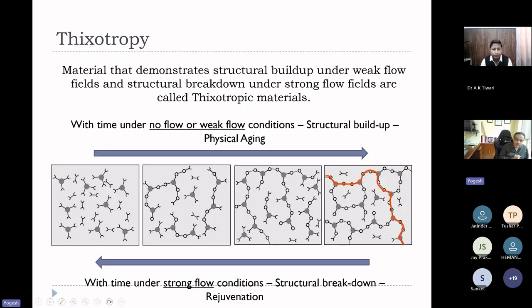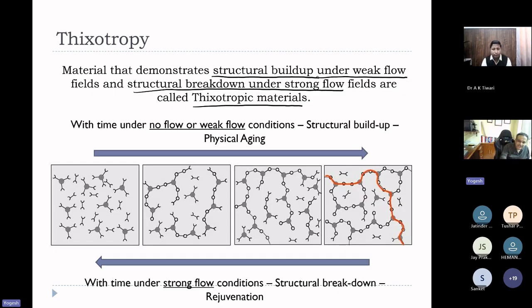All right. So what did we say just a couple of slides back? That for thixotropy to be present, what is essential is continuous thermal motion of constituents. If constituents undergo thermal motion, then only thixotropy can exist. All right. So according to that particular idea, materials that demonstrate structural buildup under weak flow and structural breakdown under strong flow are thixotropic materials.